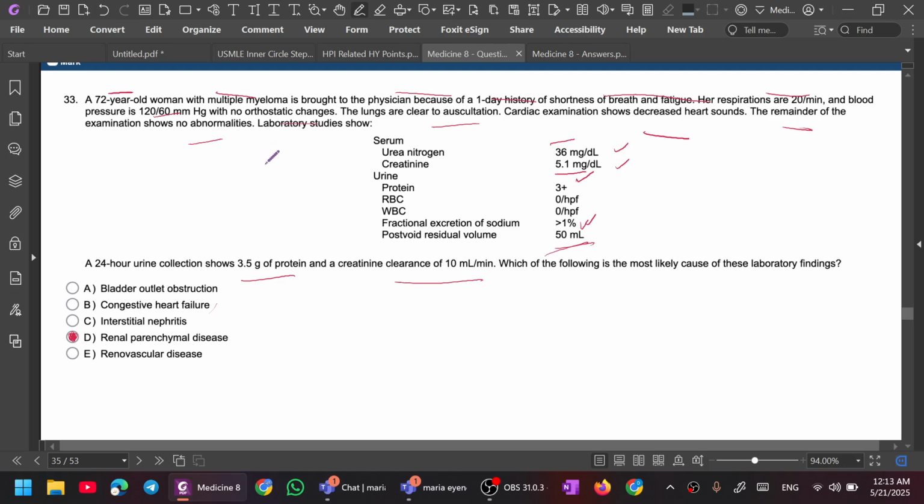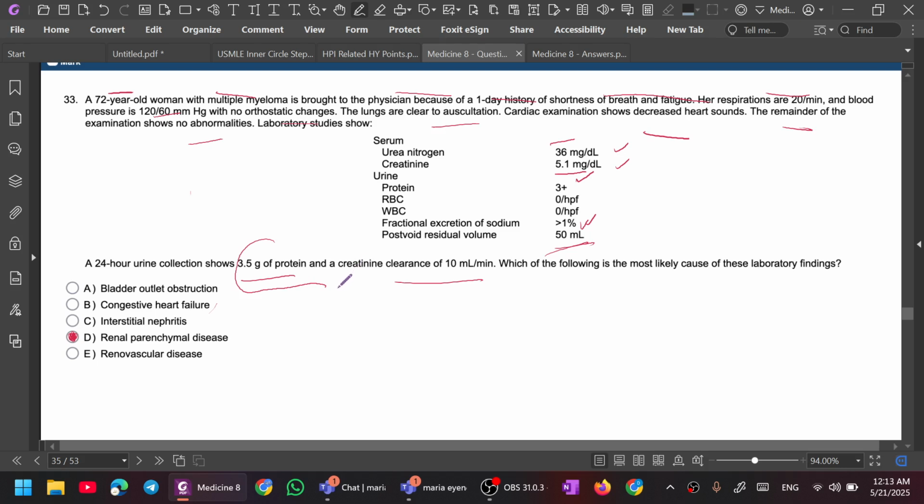Is it renal or pre-renal? It is renal, isn't it? What, acute tubular necrosis? This is because FeNa is more than one. What is your thought? I'm between B and D, like renal parenchymal disease or congestive heart failure.